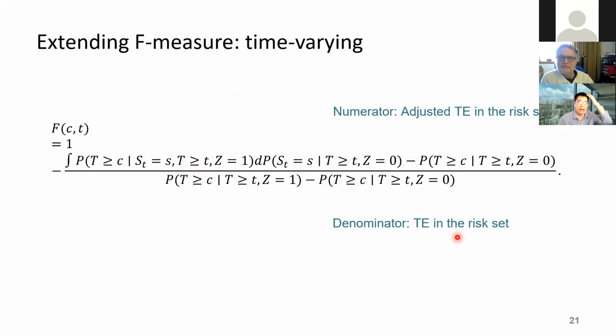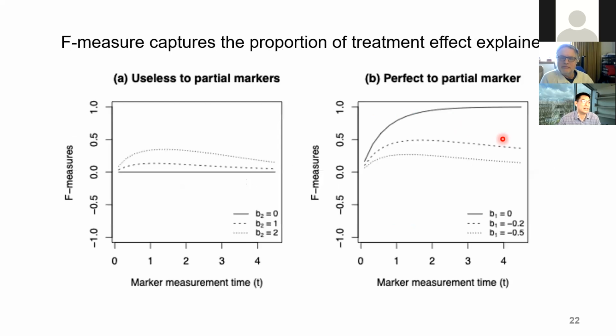So we can use the denominator, the total effect in the risk set, and then we adjusted to calculate differences by adjusted treatment effect in the risk set. So this is a schematic plot of that time varying F measure for useless to partial markers. The flat lines, the useless biomarkers, would be represented by that time varying functions, and for different partial markers.